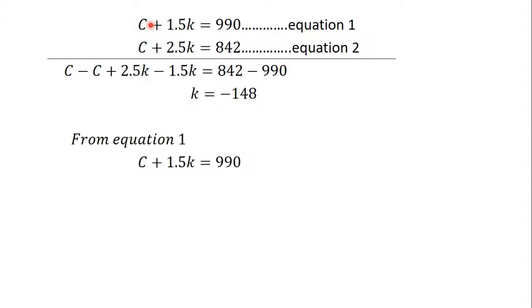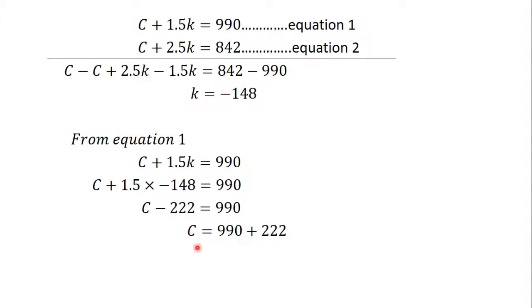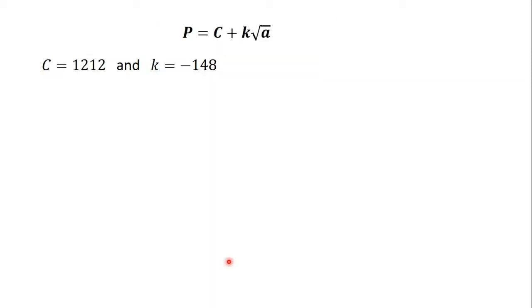We need to find the value of c. From equation 1, we know that c plus 1.5k is equal to 990. We have found the value of k as minus 148, so we can replace k with minus 148. So you have c plus 1.5 times minus 148 is equal to 990. 1.5 times minus 148 will give us minus 222. So you have c minus 222 is equal to 990. If you group like terms, you have c is equal to 990 plus 222. So c will give us 1212. So the value of k is minus 148 and the value of c is 1212.